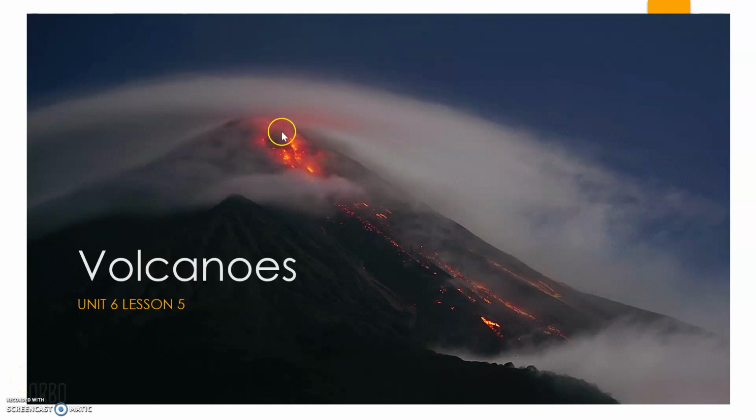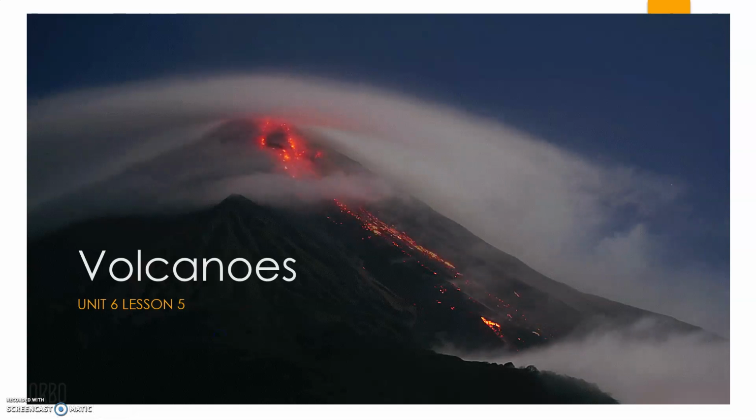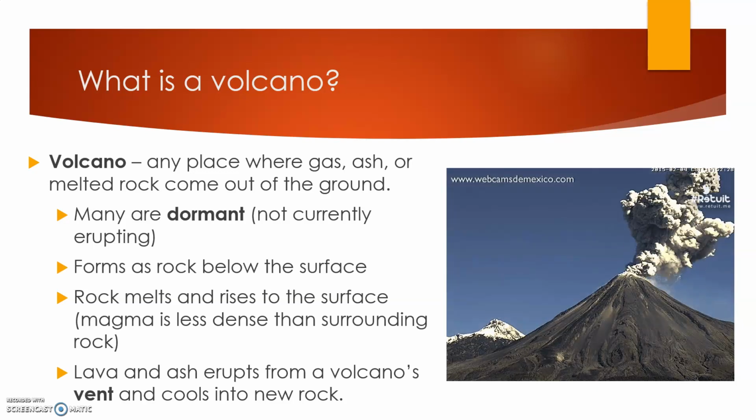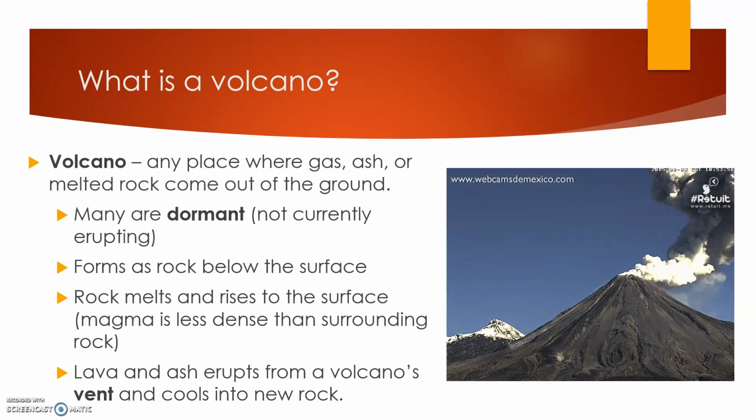Today we're going to talk about volcanoes. This is an example of a volcano here. As you can see, the molten material spewing out slowly. Alright, so what is a volcano? A volcano is any place where gas, ash, or melted rock can come out of the ground. It technically does not have to be a giant mountain, believe it or not.